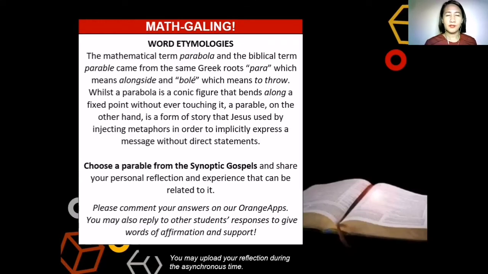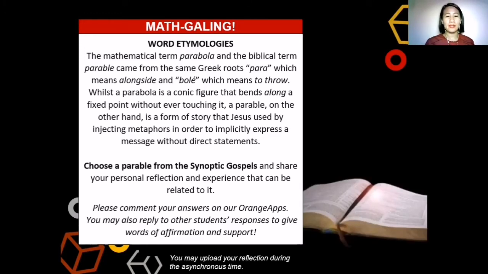For our math drilling, we have word etymologies. The mathematical term parabola and the biblical term parable came from the same Greek roots, para, which means alongside, and bole, which means to throw. Whilst a parabola is a conic section or figure that bends along a fixed point without ever touching it, a parable, on the other hand, is a form of story that Jesus used by injecting metaphors in order to implicitly express a message without direct statements.